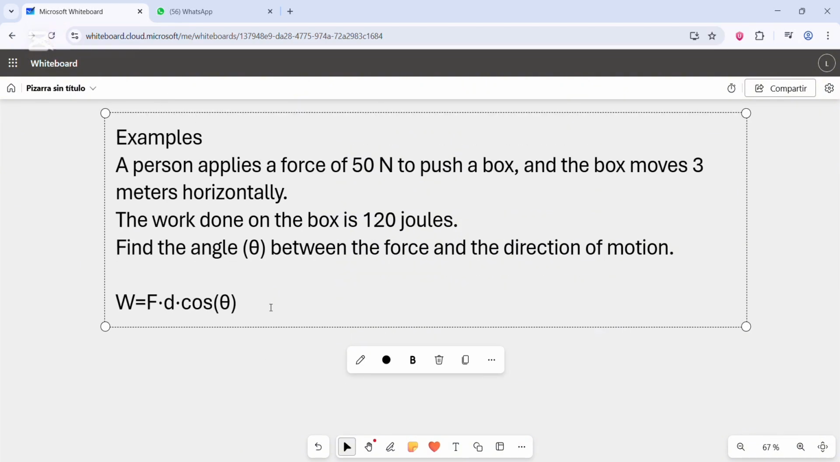So here we have another example, which states a person applies a force of 50 newtons to push a box, and the box moves 3 meters horizontally. The work done on the box is 120 joules. Find the angle between the force and the direction of motion. So, as we can see, in this exercise we need to look for the angle. The work is already given. So, in this case, we need to rearrange the formula for isolating the angle.